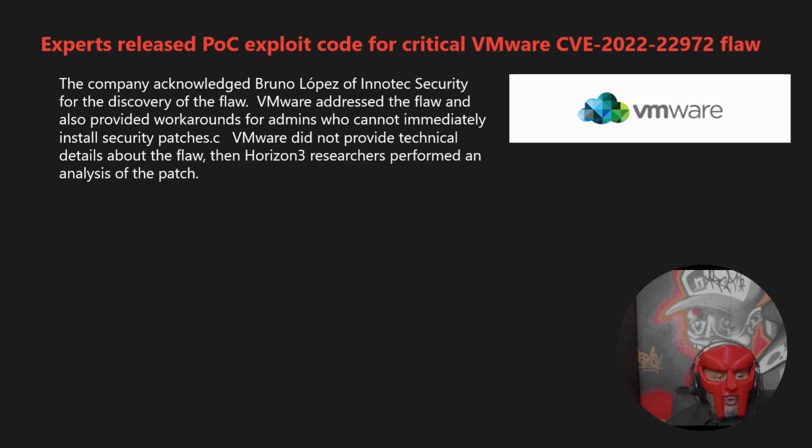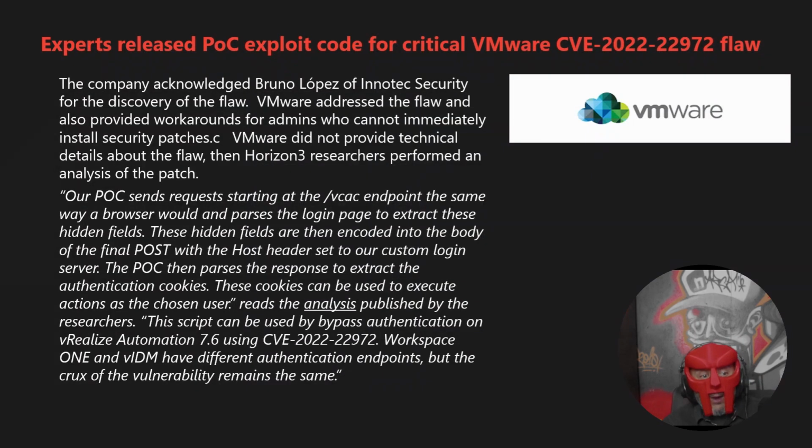Then Horizon 3 researchers performed an analysis of the patch. Our POC sends requests starting at the /vcac endpoint the same way a browser would and parses the login page to extract these hidden fields. These hidden fields are then encoded into the body of the final POST with the host header set to our custom login server. The POC then parses the response to extract the authentication tokens. These tokens can be used to execute actions as the chosen user, reads the analysis published by the researchers.